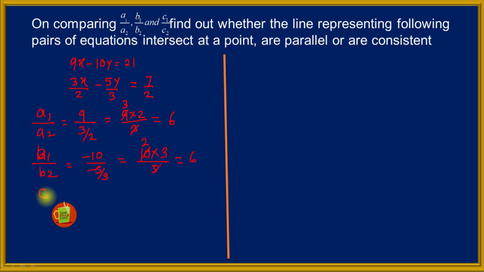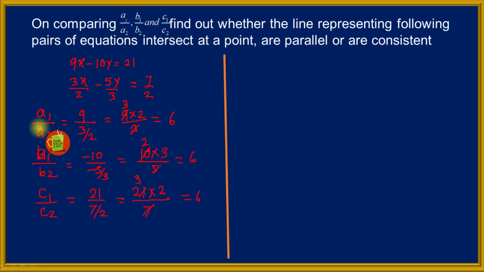Now we will see the third ratio, that is C1 upon C2, that is the ratio of the constant terms. So it will be 21 upon 7 by 2. So 2 will go to the numerator, 21 into 2 upon 7. So it will be 7 1s are 7, 7 3s are 21, and 3 into 2, that will be 6.